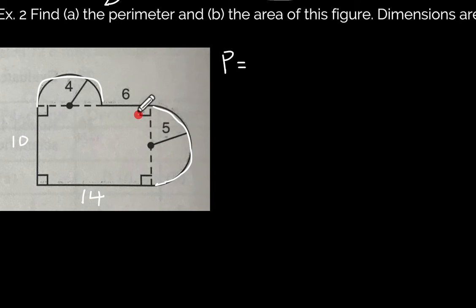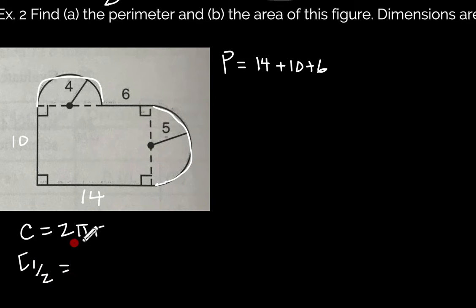All right, so we have enough to get started now. So let's add the 14 plus the 10 plus the 6. Don't forget this number right here. Now we have to do our half circles. Remember, circumference equals 2 pi r, and we're doing a half a circle, so we would divide it by 2, right? So it would be just pi times r. To get the half of a circle, we divide it by 2, it's just pi r.